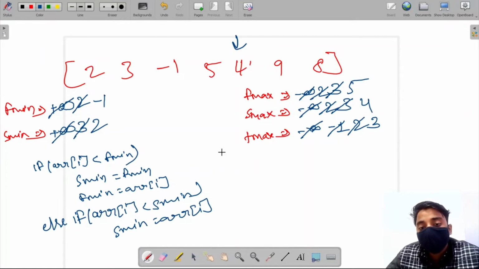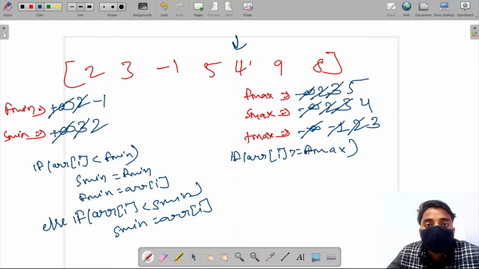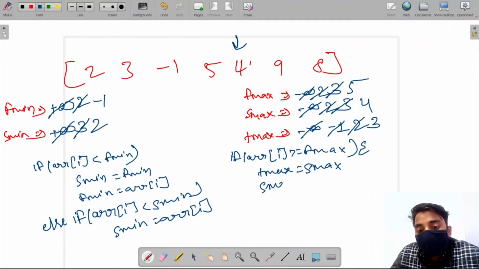So the condition is, if array at I is greater than first max, or we can say equal to, there can be a possibility that the numbers are repeating. Now this time we need to update the third max by the second max, then the second max will be updated by the first max, and then the first max will be updated by array at I.